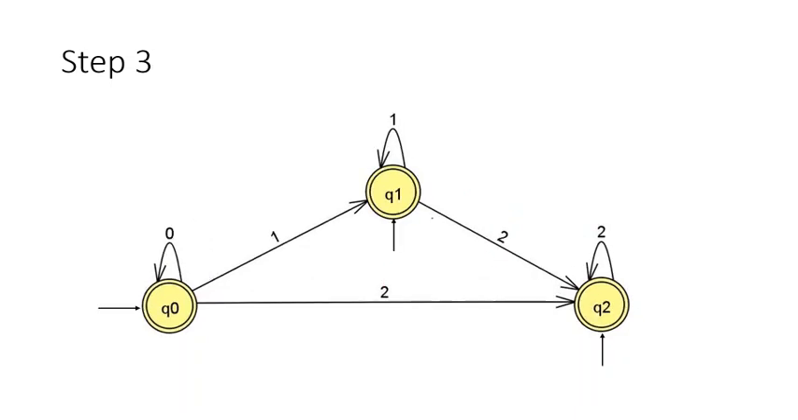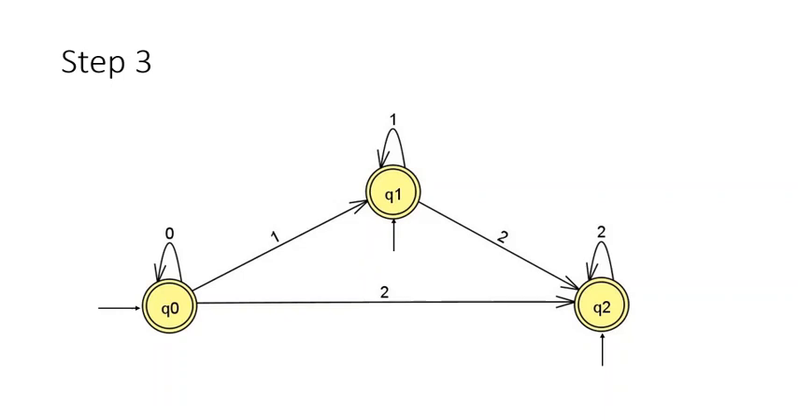So you can see this transition with input 2. And again, since this is an initial state, this is also an initial state, and this is a final state, this also becomes a final state. So this is the final NFA after removing lambda transition. This is method 1.